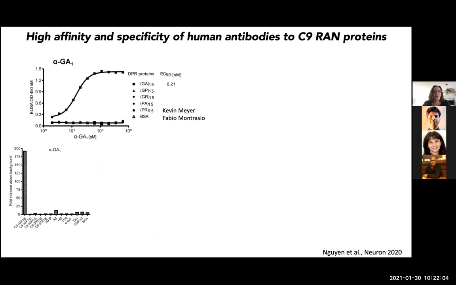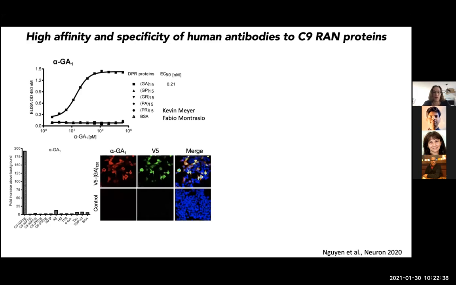And so these antibodies have really high affinity and specificity to RAN proteins. So this is a sub-nanomolar affinity for the anti-GA1 antibody shown here. And then there's very little cross-reactivity with anything else. So anything else that you might suspect would be sticky and might cause an antibody to cross-react, like A-beta, Huntingtin, the other RAN proteins. So they're very specific and they're very high affinity.